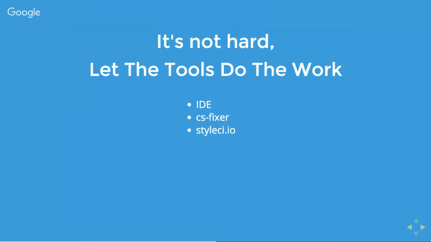StyleCI.io and another website called Scrutinizer are both continuous integration tools that will look at your code repository and find issues with code style in there. What's nice about StyleCI.io and Scrutinizer is when you get pull requests on GitHub, it'll tell you if there are any issues in there, and it will mark it as failed if there are. StyleCI.io can actually be set up to open pull requests when there are issues found, and I think it can even be set up to merge them too.